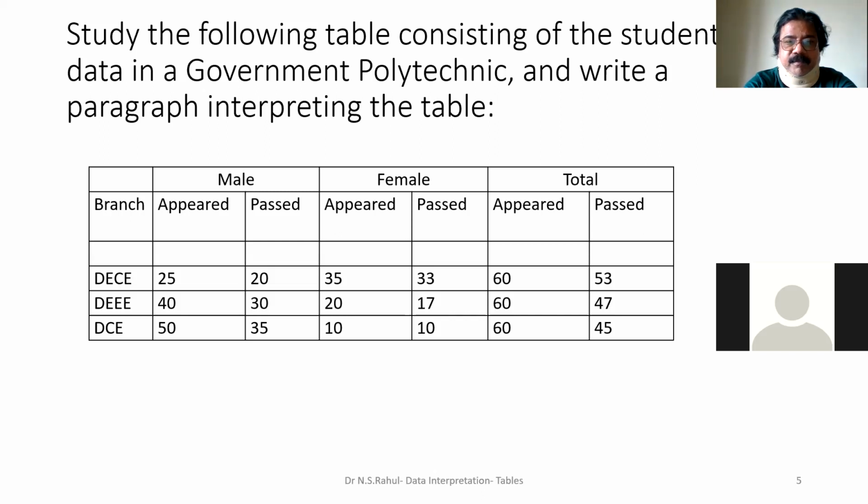Comparing the male students and female students in the DCE branch, female students have scored well, and coming to DEEE, male students have scored well. No. In all the branches, only girl students have got good results. Out of 35, 33 passed, whereas boys, only 20 passed. In all branches, female students have appeared well and passed well compared to the male students.